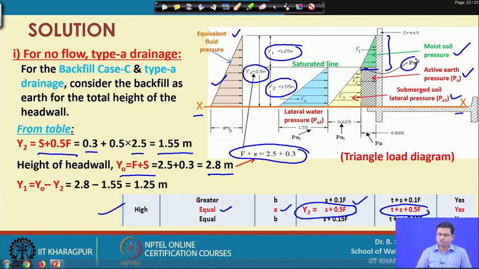Similarly, we can estimate for active earth pressure by using the previous equation W into 1 minus sin phi divided by 1 plus sin phi. Then you can estimate the pressure at the bottom of these different pressure triangles. Then you can multiply with area to estimate the total pressure, area of this triangle. Then you can take the moment about the x line. So, these steps I will discuss in the next slides.